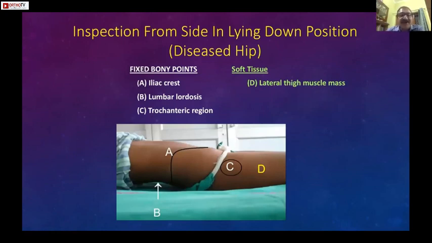When you are inspecting the patient in the lying down position, make sure that the patient is lying on a firm bed with a firm mattress. You must mark the anterior superior iliac spine as well as the iliac crest. Make note of any exaggeration in the lumbar lordosis. Make note of the trochanteric region and the lateral thigh mass.